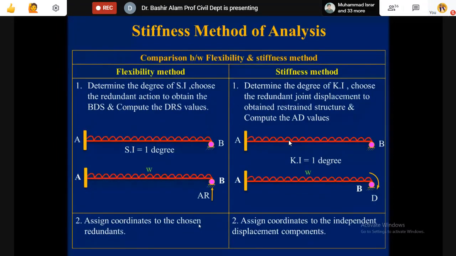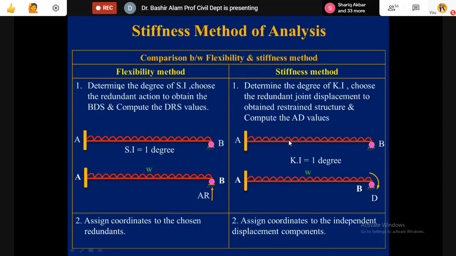movement diagrams. Now you see a table here, and we will be going again through the comparison between the flexibility and stiffness methods. You see the resemblance in the steps. Otherwise, one is just the reverse, the reciprocal of the other one.